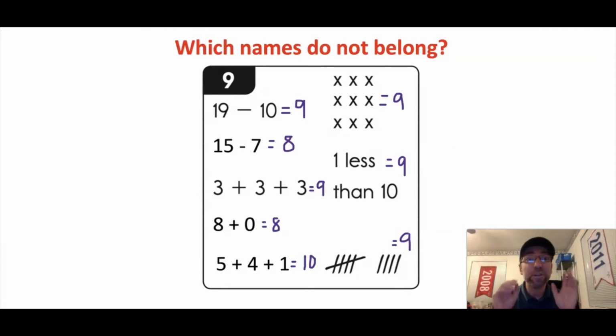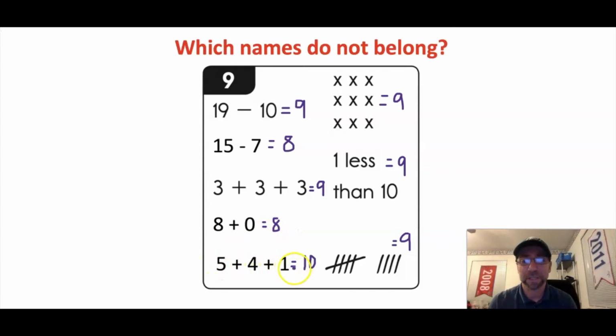All right, hopefully you found the 3 names that don't belong. Notice what Mr. Enzi did. I went through every one of my number models and I solved them. 19 minus 10 equals 9. 15 minus 7 equals 8. 3 plus 3 plus 3 equals 9. 8 plus 0 equals 8.